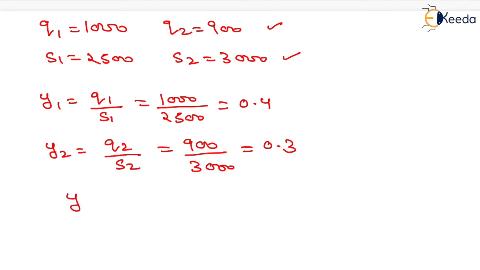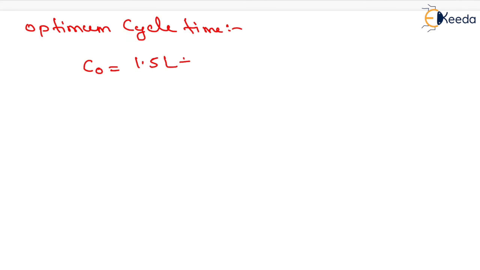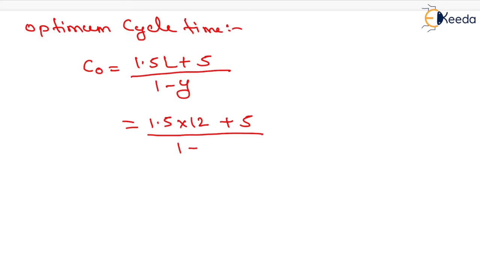Now we can calculate the value of Y, which will be equal to Y1 plus Y2. After putting Y1 equals 0.4 and Y2 equals 0.3, we have Y equals 0.7. Now we need to calculate the optimum cycle time, and it is calculated by the formula C0 equals (1.5 L plus 5) upon (1 minus Y). Here L equals 12, and Y is 0.7, as we calculated.